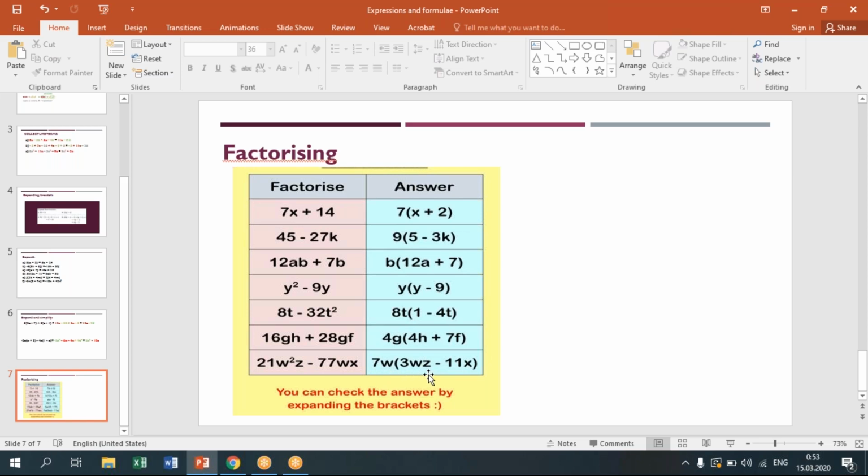Let's check. 7w times 3wz. 7 times 3, 21. w times w, w squared. And just see, 7w times negative 11x. 7 times negative 11, negative 77. So I hope it was clear for you and you caught all the information. So thank you for your attention.